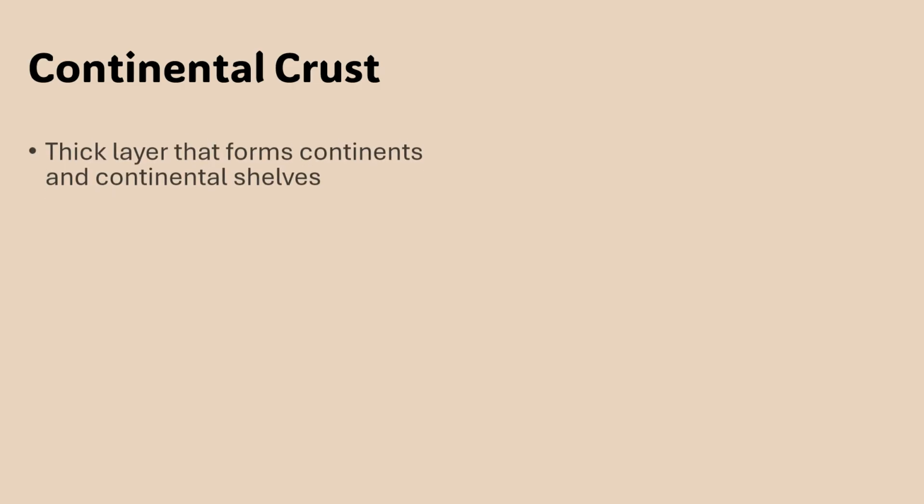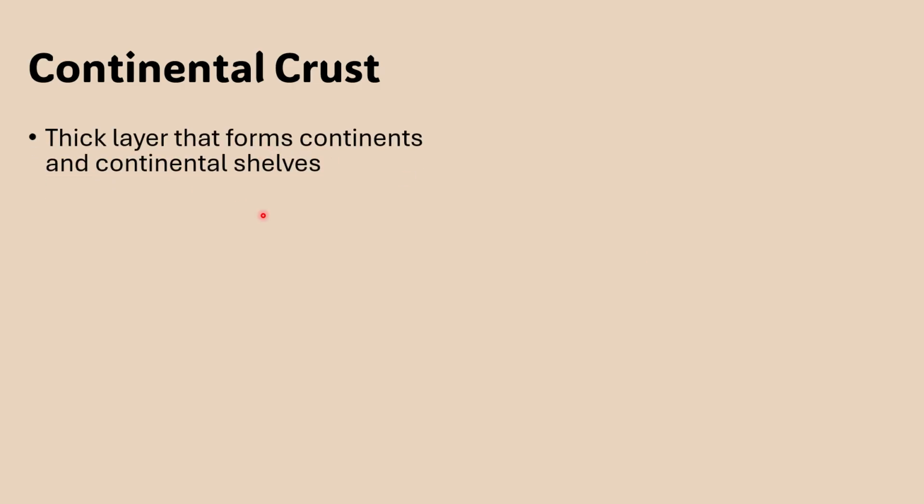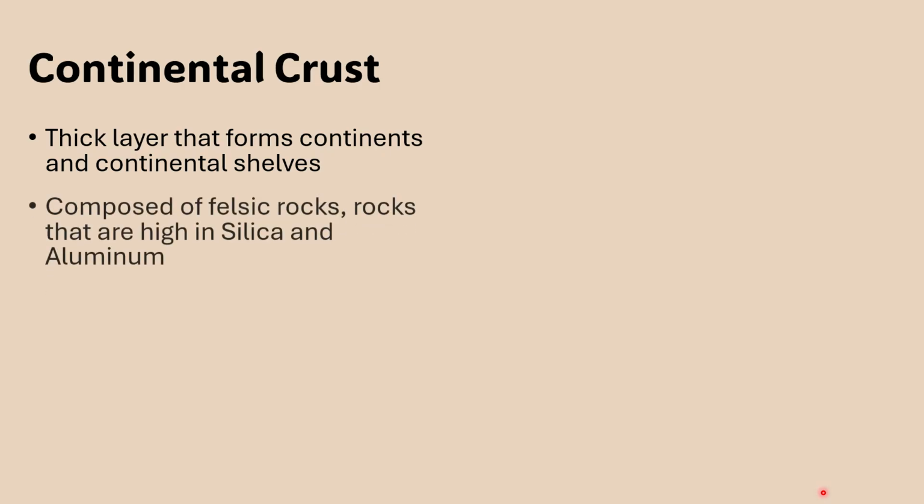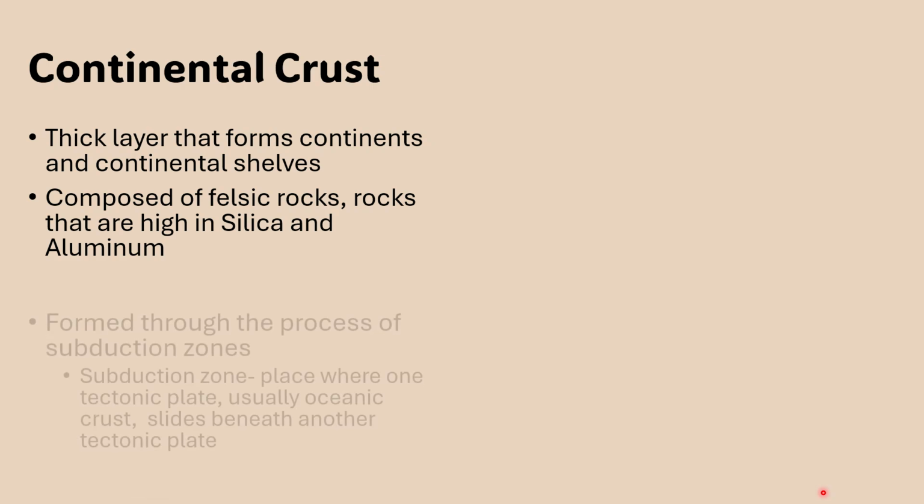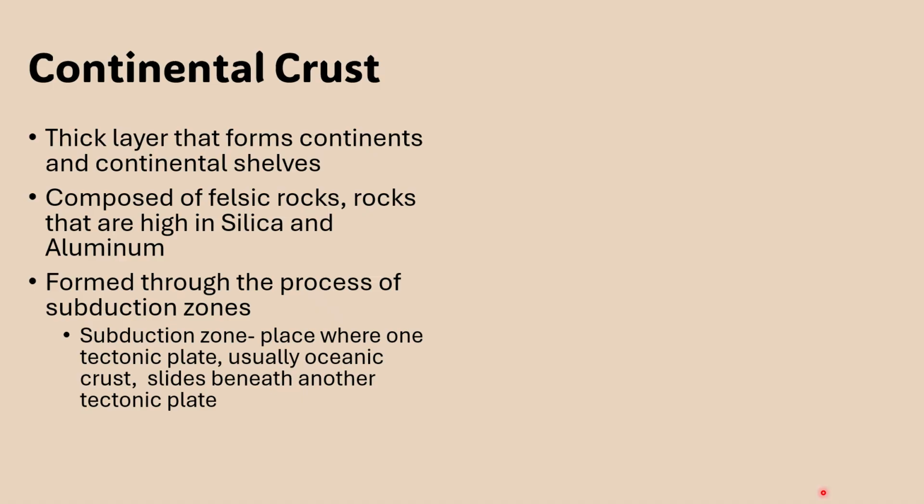Next, we will talk about continental crust. So continental crust is a thick layer that forms continents and continental shelves. It is composed of felsic rocks, which are rocks that are high in silica and aluminum. And it is formed through the process of subduction zones. A subduction zone is a place where a tectonic plate, usually the oceanic crust, slides beneath another tectonic plate.